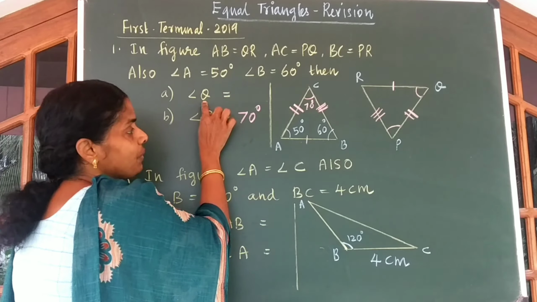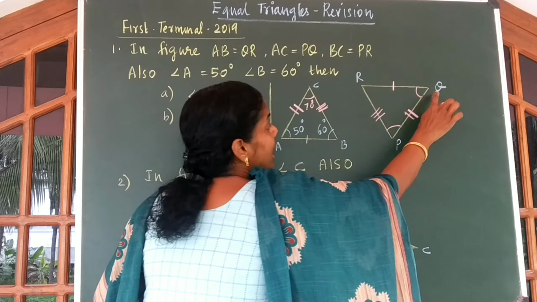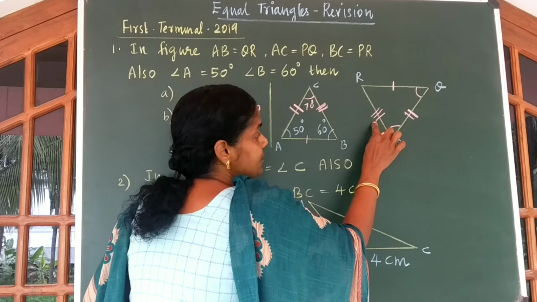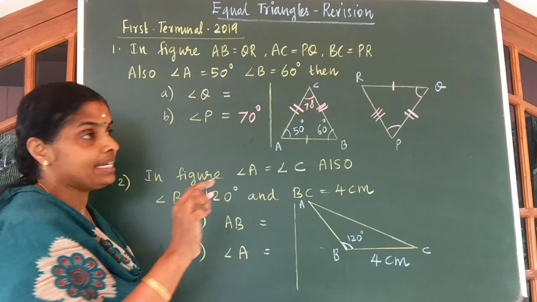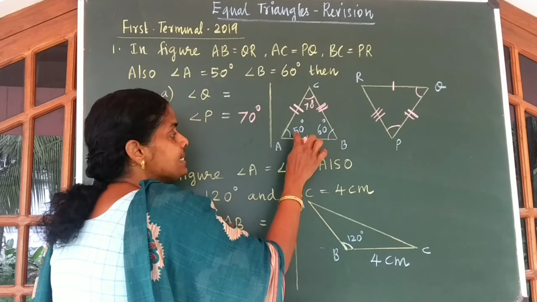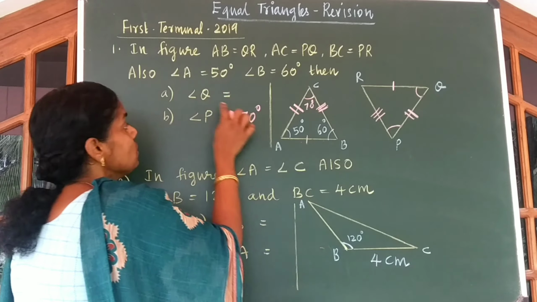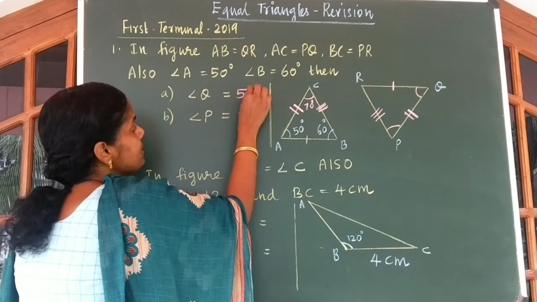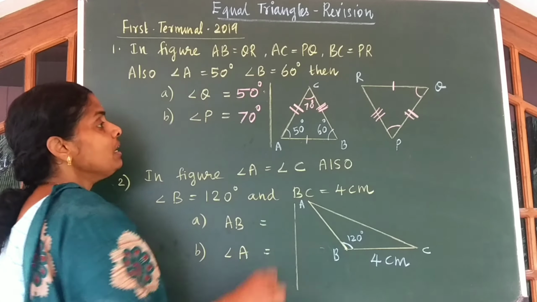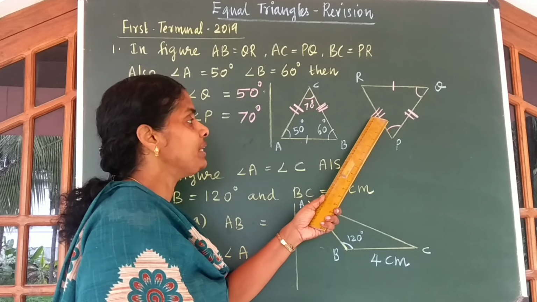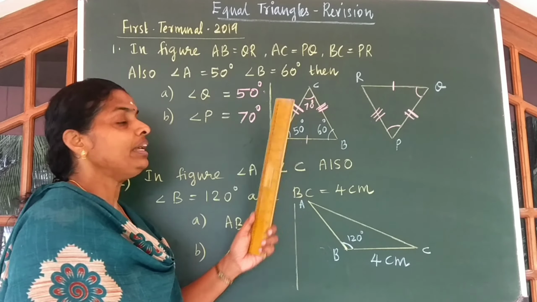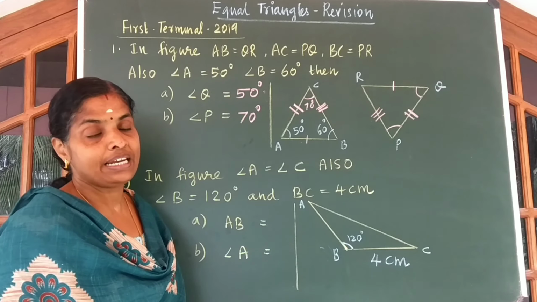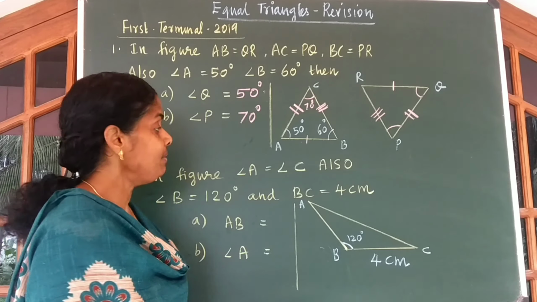Now angle Q. Look at angle Q. Angle Q is opposite to the third side, isn't it? Opposite to the third side we have 50 degree. So angle Q is also equal to 50 degree because it is opposite to the third side of the equal triangle. Is it clear? Come to the second question.